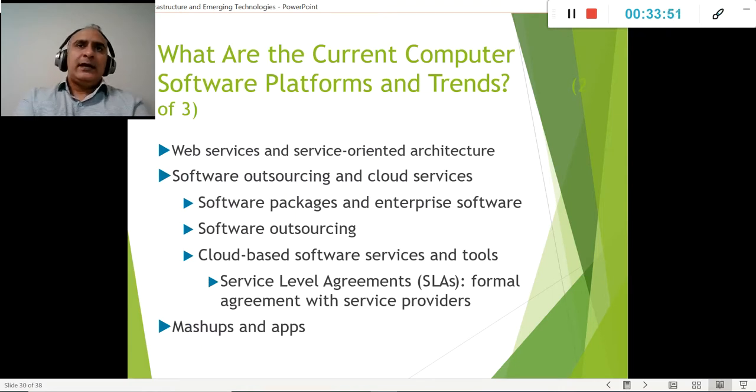Another trend that we have is ERPs, software outsourcing, cloud-based software services. Like I was saying earlier, it is letting other companies do it for me. I don't know anything about IT. I don't know what software I require based on my operation, I don't know what to do or what to buy. So, company, come and tell me what to do. And then they do that.